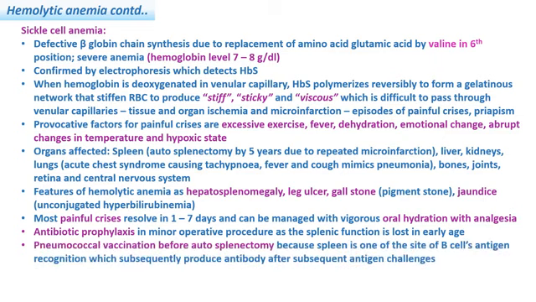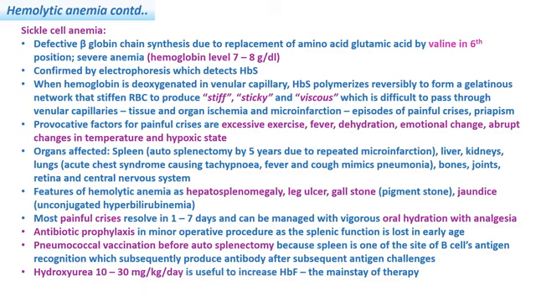Pneumococcal vaccination before autosplenectomy, because spleen is one of the sites for B cell antigen recognition which subsequently produce antibody after subsequent antigen challenges. Hydroxyurea 10 to 30 milligram per kg per day is useful to increase the fetal hemoglobin. This is the mainstay of therapy.